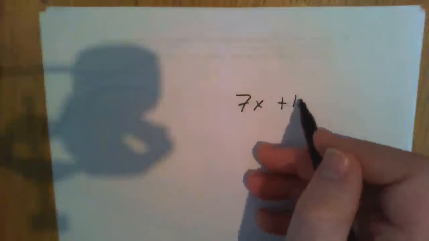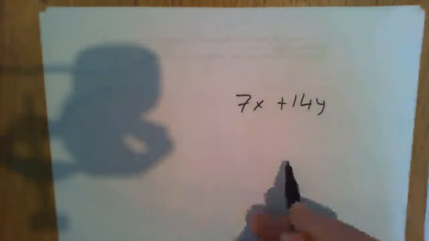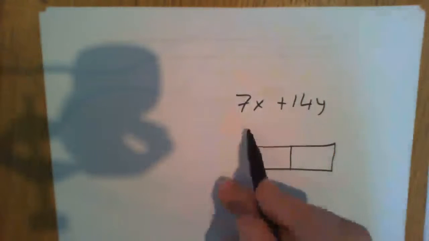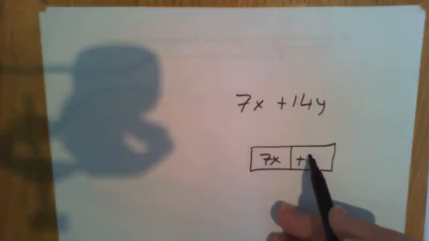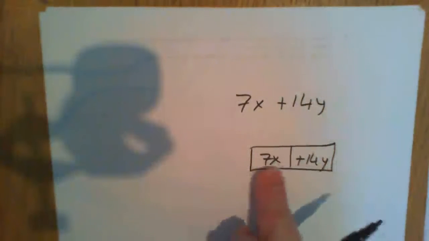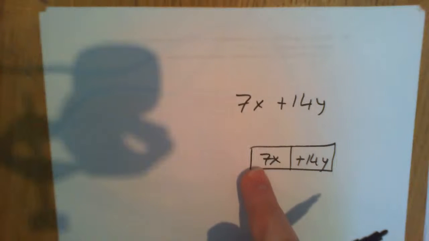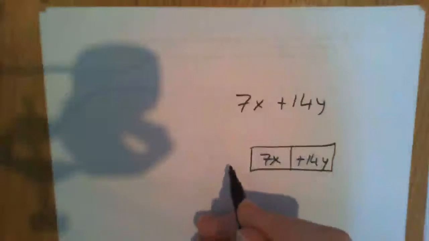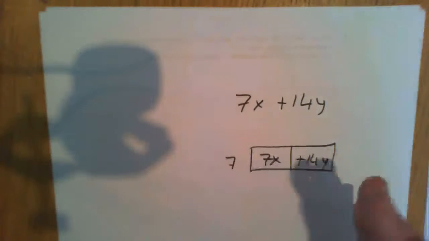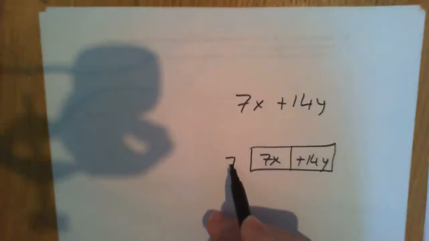So have a look at this one. We're going to factorize 7x plus 14y. So first things first, create a box. Put the 7x plus the 14y in the box. Now out here, I'm going to find the highest common factor. 7 and 14, the highest common factor is 7. x and y don't have any highest common factor. So 7 is what I've got.